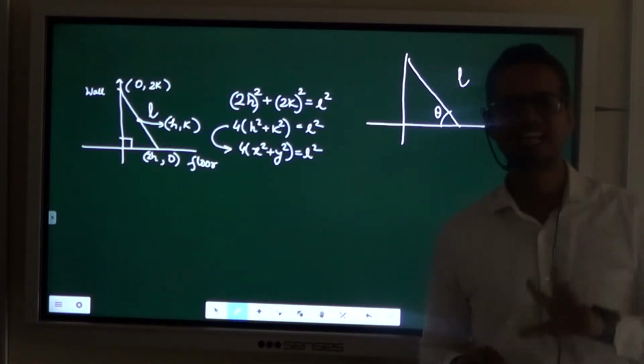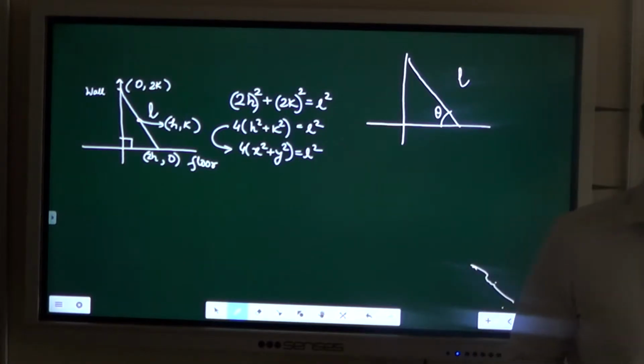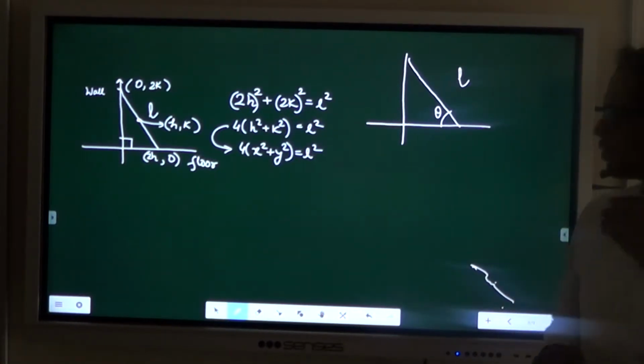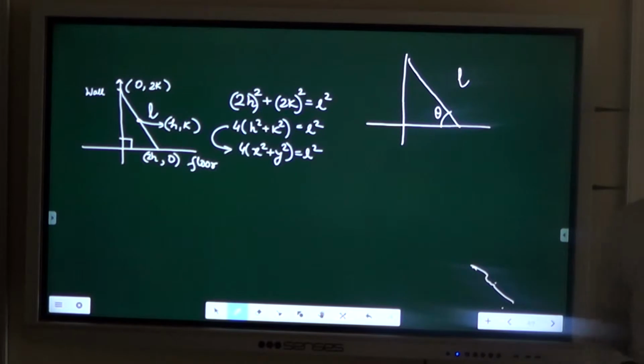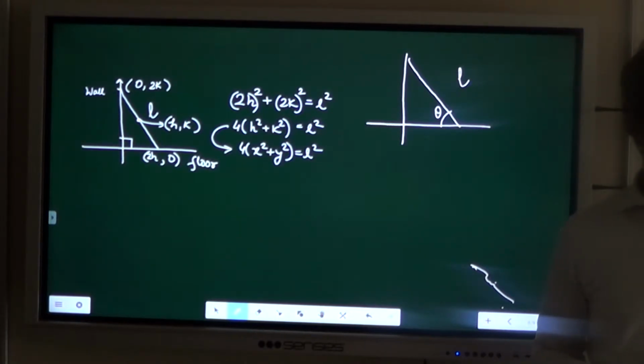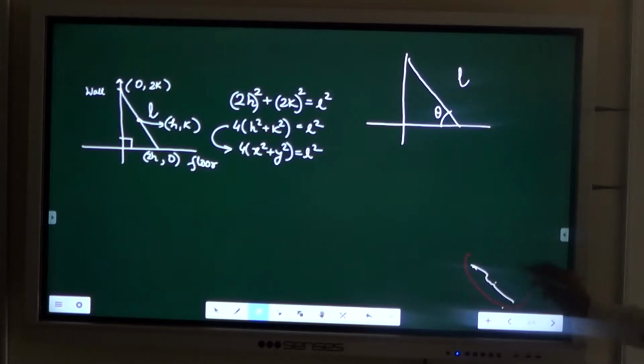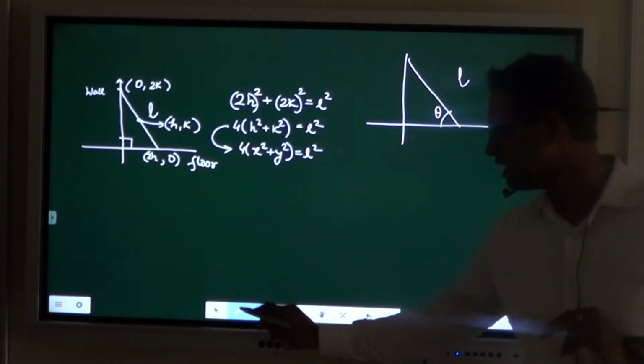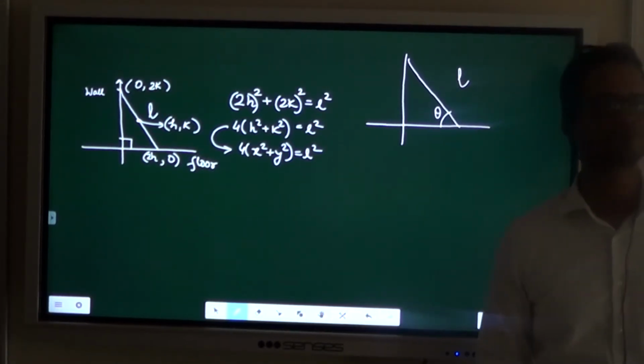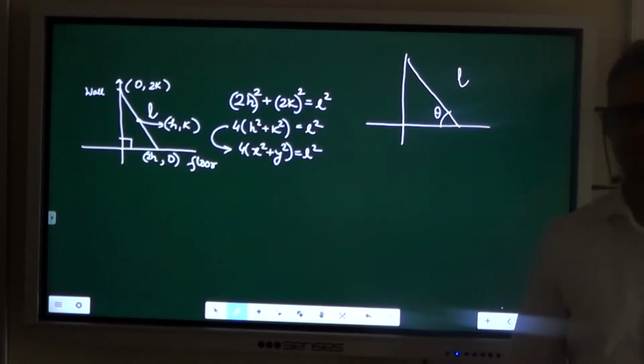If the stick is sliding, theta is changing, right? Yes or no? And I am calling this theta a parameter. I want to know what is the difference between a constant, a variable, and a parameter. A constant is well defined and cannot be changed. A constant is constant, it cannot change.